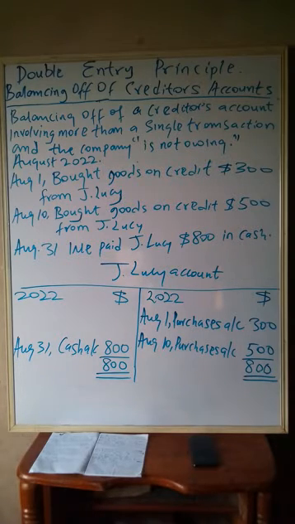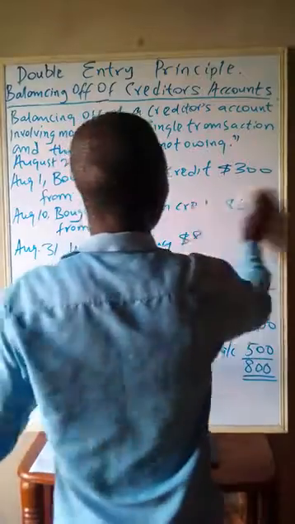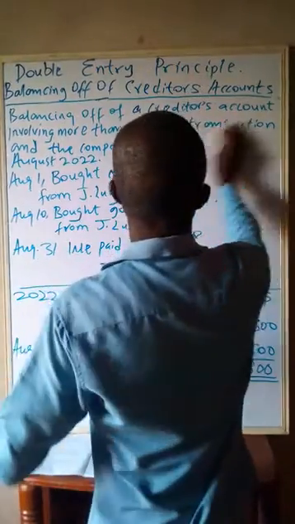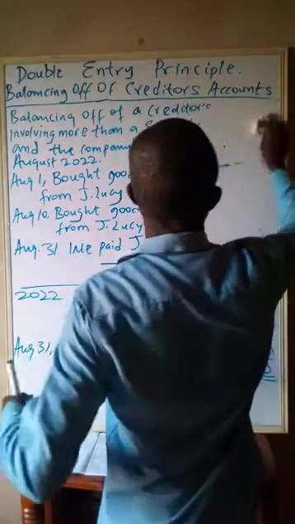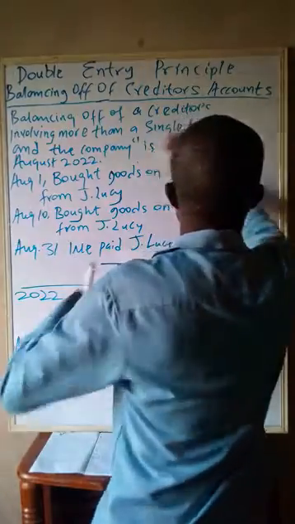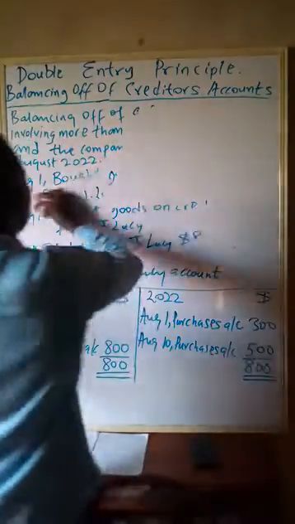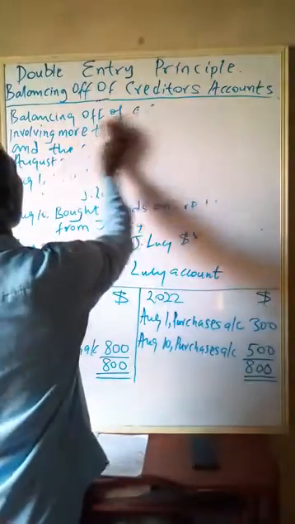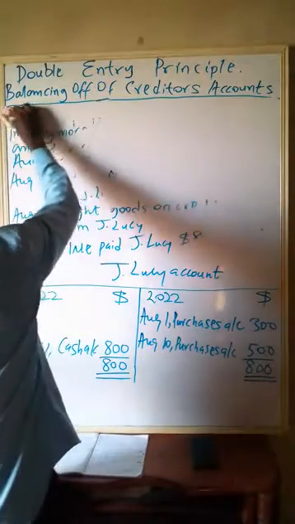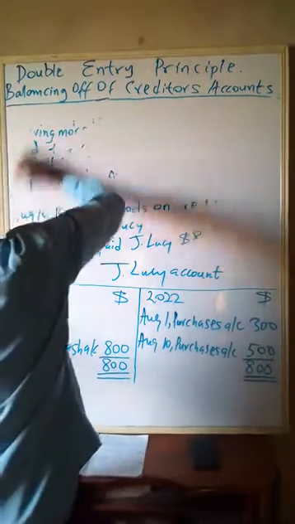Now we go to the next: balancing off of a creditor's account involving more than a single transaction and the debtor is owing. In that case, there will be a balance brought down because it's going to involve a balance carried down.